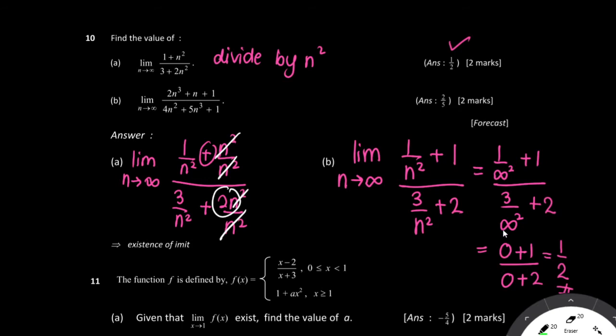Now let's see if you can try part B. Here, which is the biggest power? n to the power of 3, right? So you divide everything by n to the power of 3. Always divide by the biggest power. So you will get the answer 2 over 5.